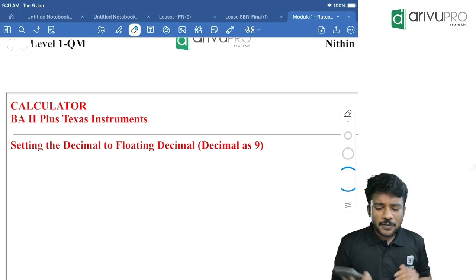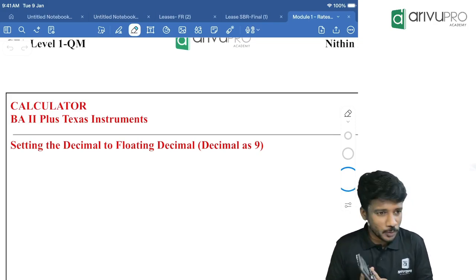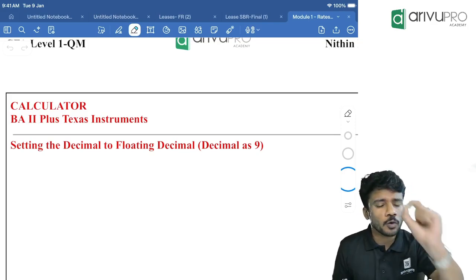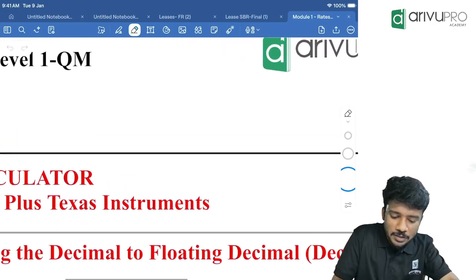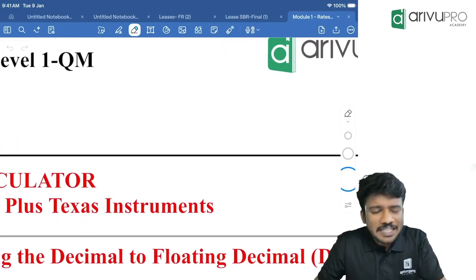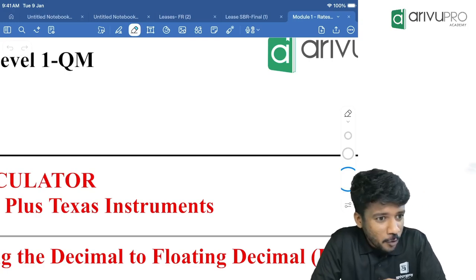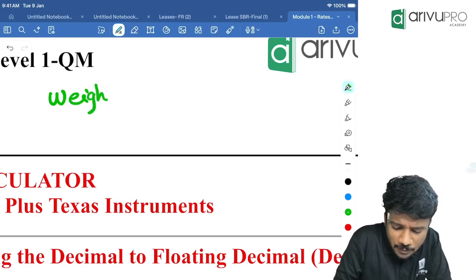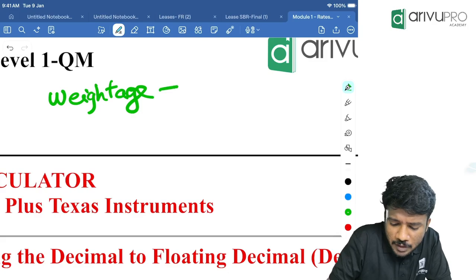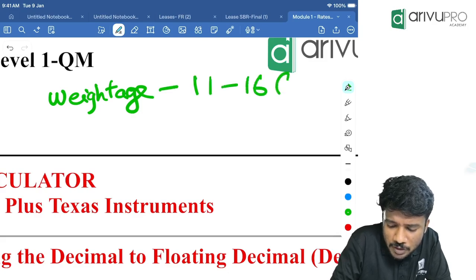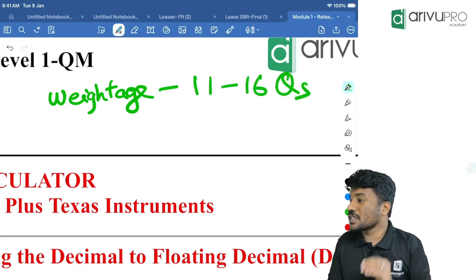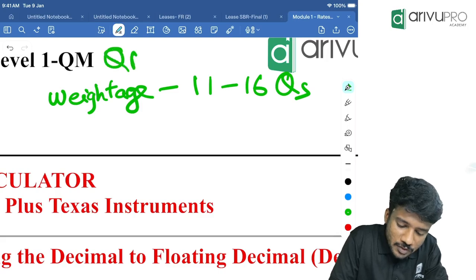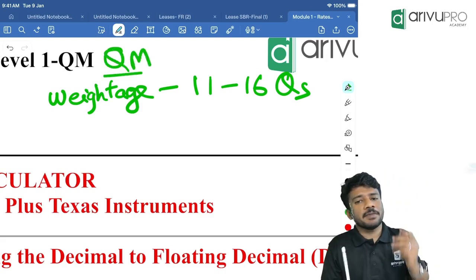Now, some of the basic things we will do in the first day of our lecture, and that basic thing we will be doing throughout your entire quantitative methods. Now, do you know the weightage of the subject? How much weightage is there? The weightage is, we will get around 11 to 16 questions from this particular subject, which is QM or quantitative methods.